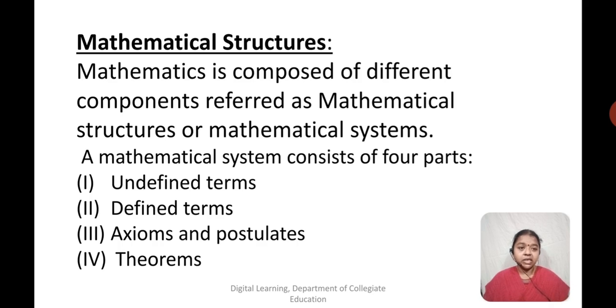Now let us see another definition known as mathematical structures. Now you know mathematics is composed of different components which are known as mathematical structures or mathematical systems. Now this consists of 4 parts. The first one is undefined terms. The second one is defined terms. The third one is axioms and postulates. The fourth one is theorems. Now let's see what these are in detail.